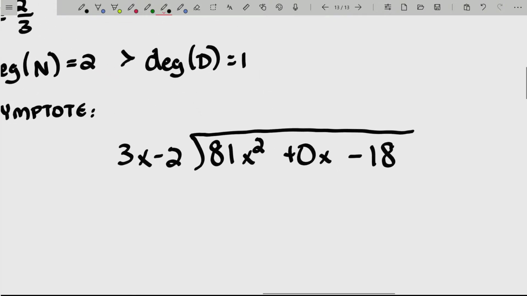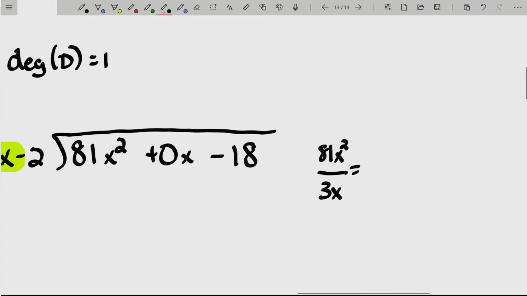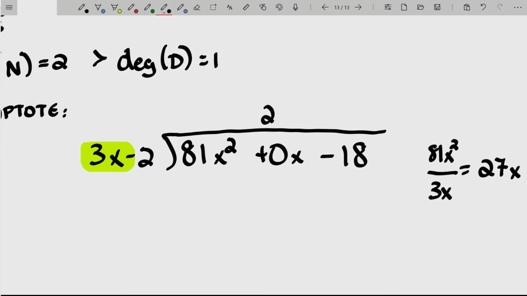So let's see, how many times does 3x go into this 81x squared? Well, 81x squared divided by 3x, that'll be 27x times. So I'm going to put that in the x column, 27x.